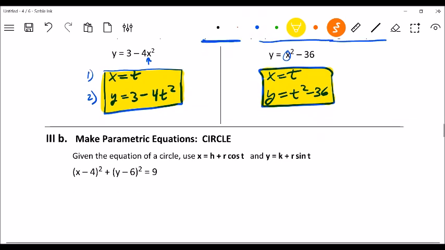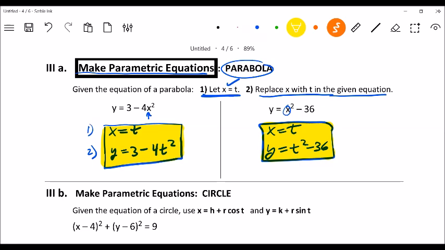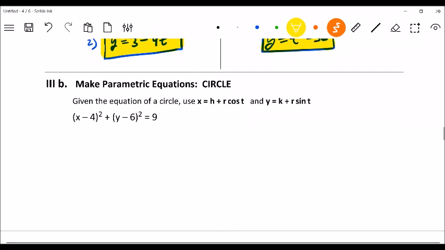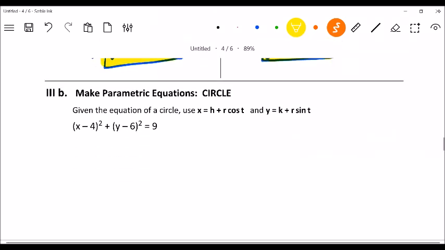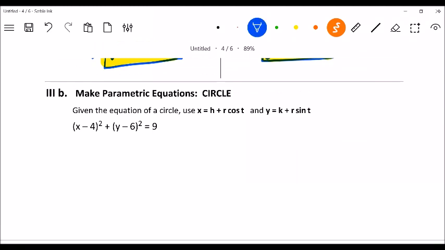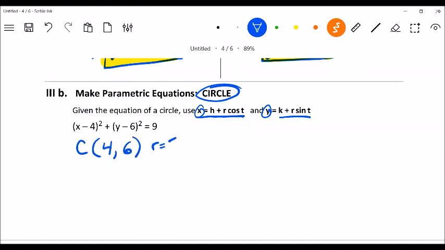Now we get to something slightly different. We're going to go up a little bit harder, and then after that it's still not that hard, but there's a couple of twists to it. For this one, notice that x is a little formula, and y is a little formula. This is when we want to make parametric equations from a circle. So we have here a circle, and the center is (4, 6), and the radius is equal to 3.